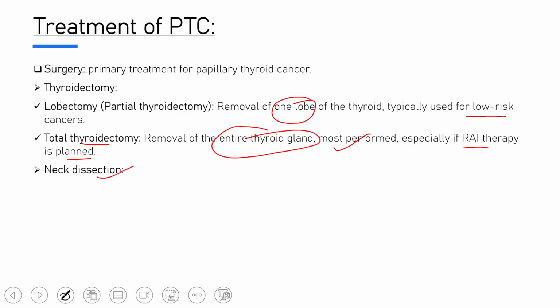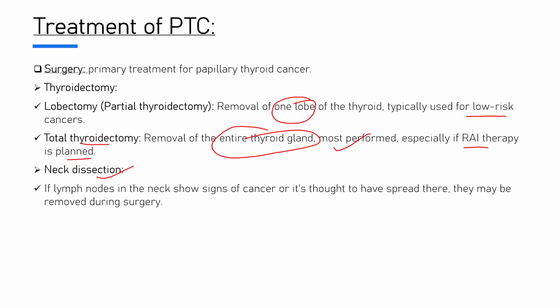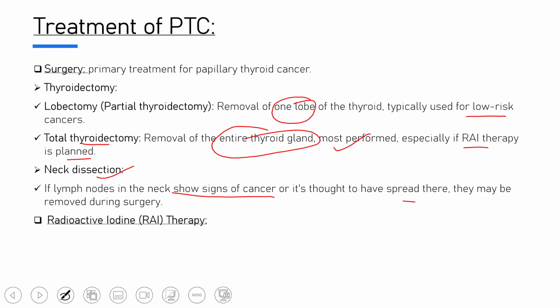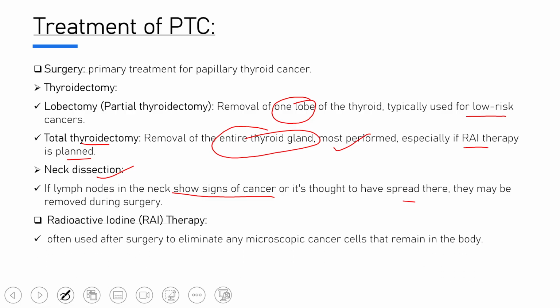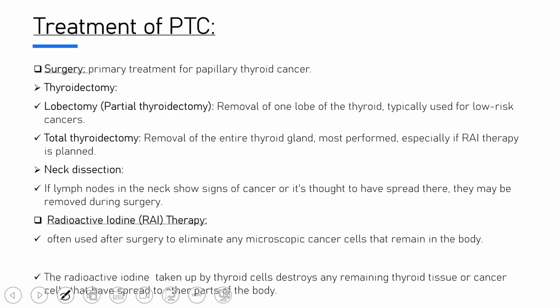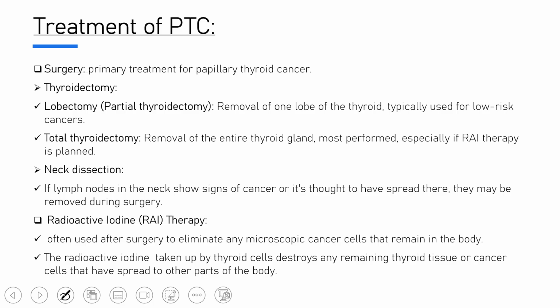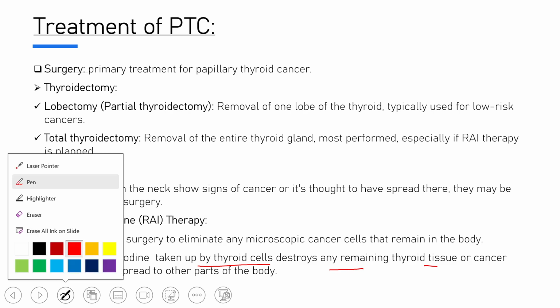And neck dissection. In neck dissection, if the lymph nodes in the neck show signs of cancer, or are thought to have spread there, they may be removed during surgery. And next is radioactive iodine therapy, which is often used after surgery, and this is done to eliminate any microscopic cancer cells that remain in the body. Radioactive iodine taken up by thyroid cells destroys any remaining thyroid tissue or cancer that has spread to other parts of the body.